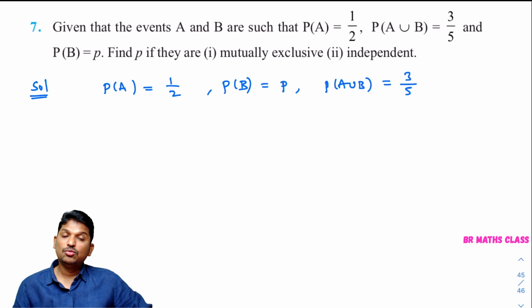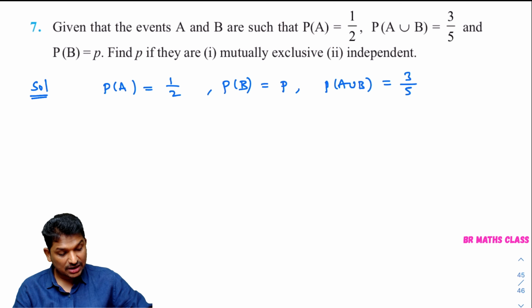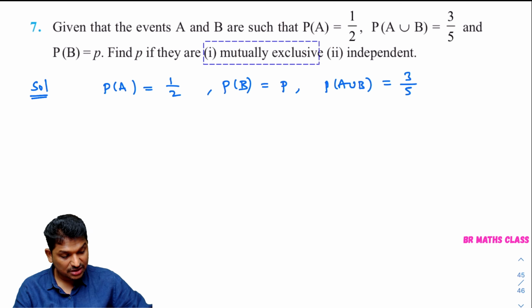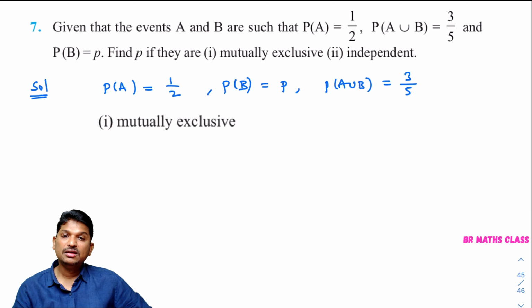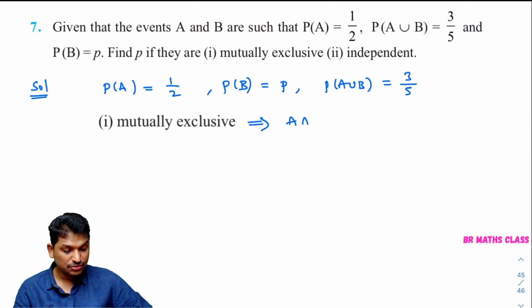Okay. What they are asking is to find P if they are mutually exclusive. I'll do the first bit: if the events are mutually exclusive. If A and B are mutually exclusive, then you know that A intersection B is the null set.